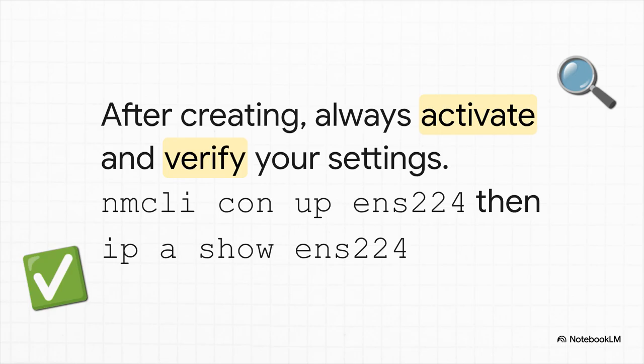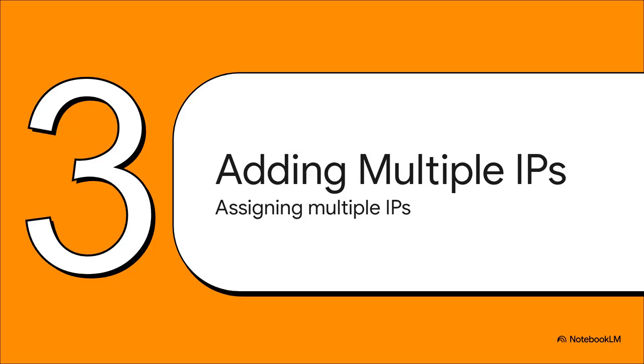Once you've created your connection, you bring it to life with nmcli con up. And then, immediately after, you check your work with ip a. This little two-step dance should become total muscle memory for you. Trust, but always verify.